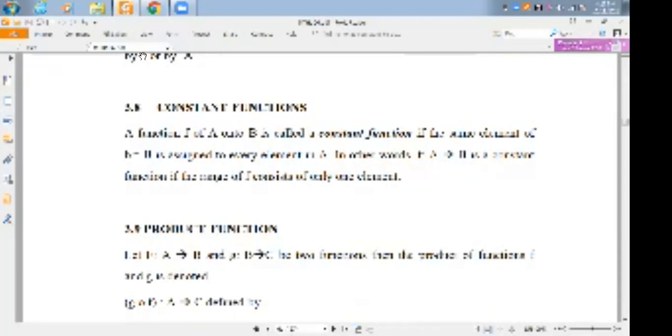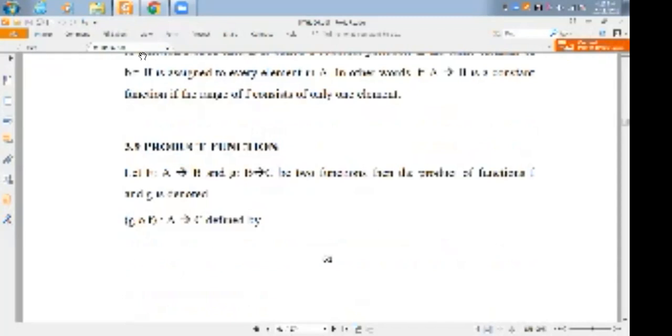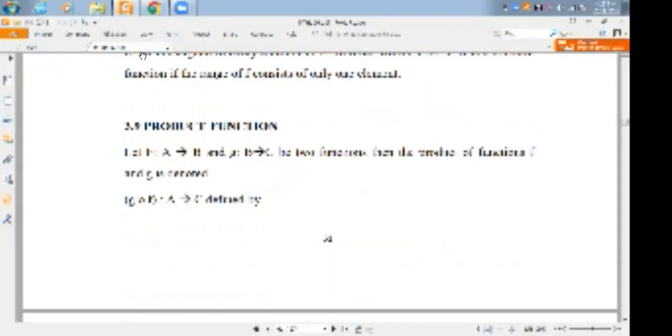a seamless class. So that's what we call a constant function. Then the next type of function or mapping is what we call a product function or a product mapping. In some textbooks, that product function, you can see it as a composite function or composite mapping.